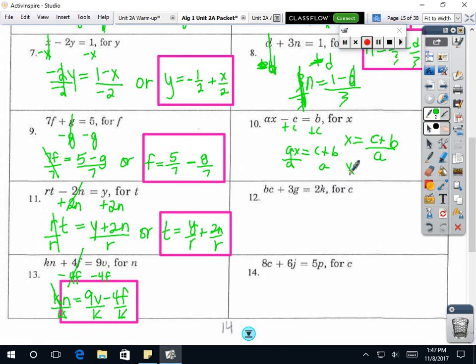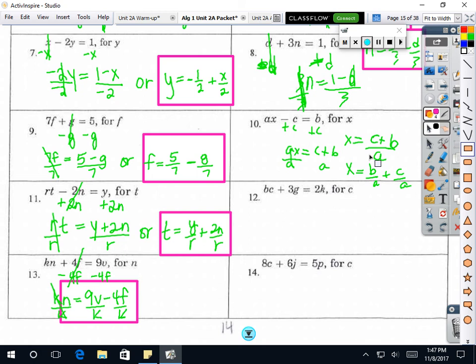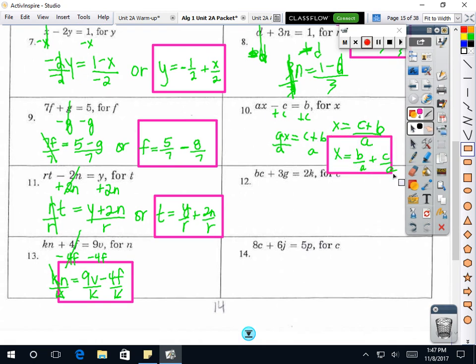Okay, so you could reverse it, but I would prefer not. So it would be b over a plus c over a. But yeah, it's okay if you did, but on the answer choice, this is probably what you would see.